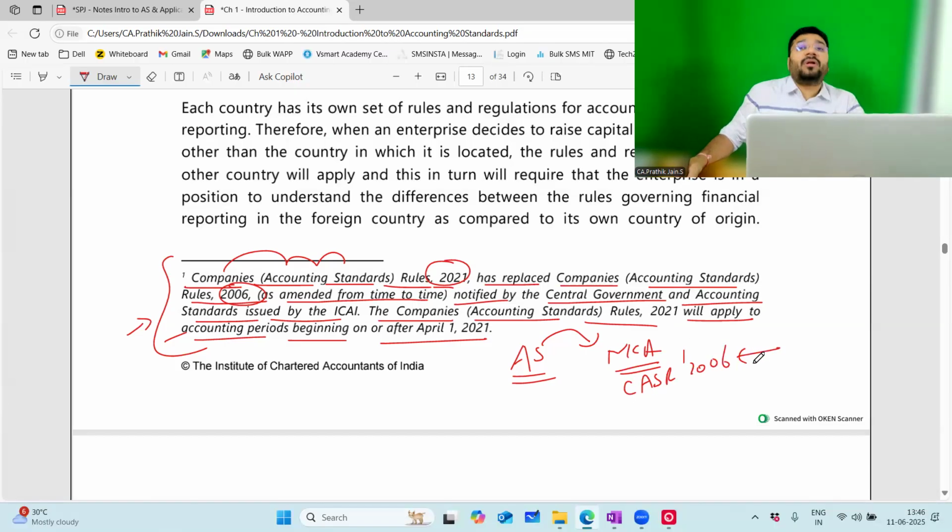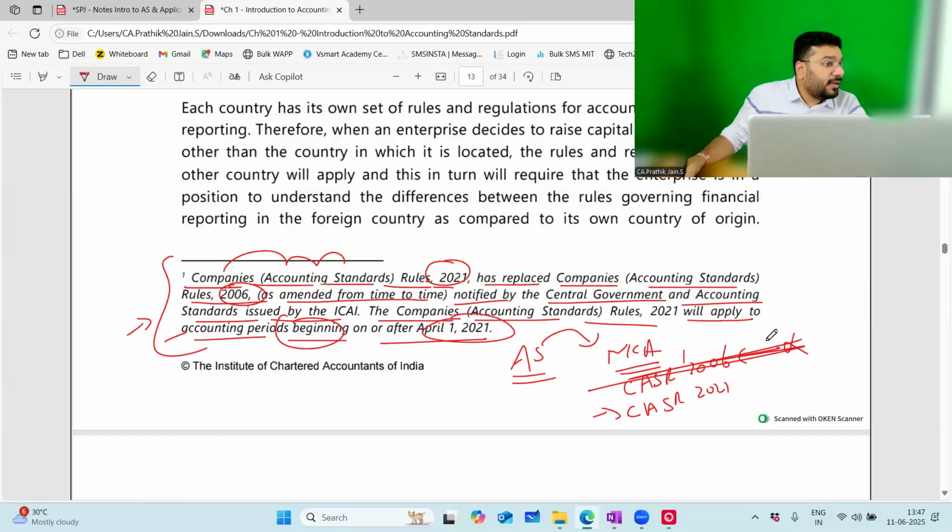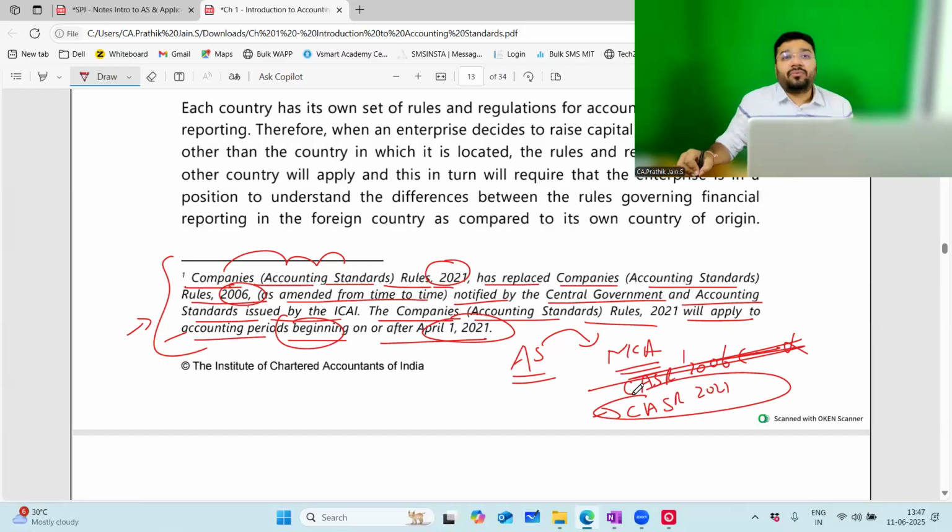But this rule became outdated. It was not relevant for that particular period. So what happened? They scrapped the Companies Accounting Standards Rules 2006, and in place of that, they replaced it with the Companies Accounting Standards Rules 2021. So all the companies whose accounting period begins from 1 April 2021 onwards will no longer follow the 2006 rule. Everybody now has to follow only the 2021 rule. So for us, what is applicable now? The Companies Accounting Standards Rules 2021.